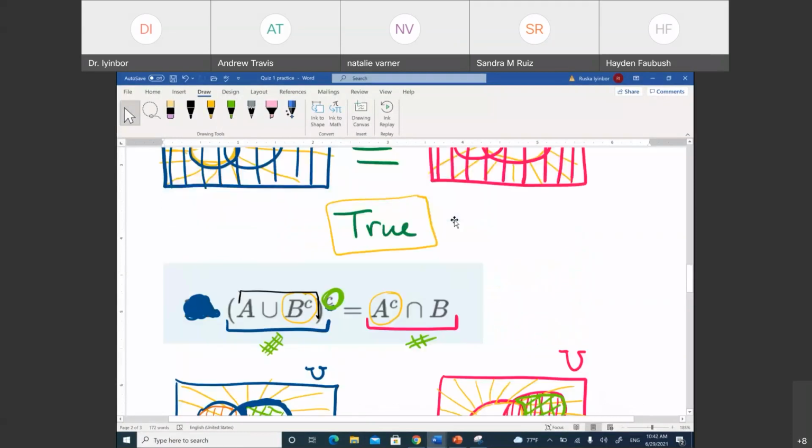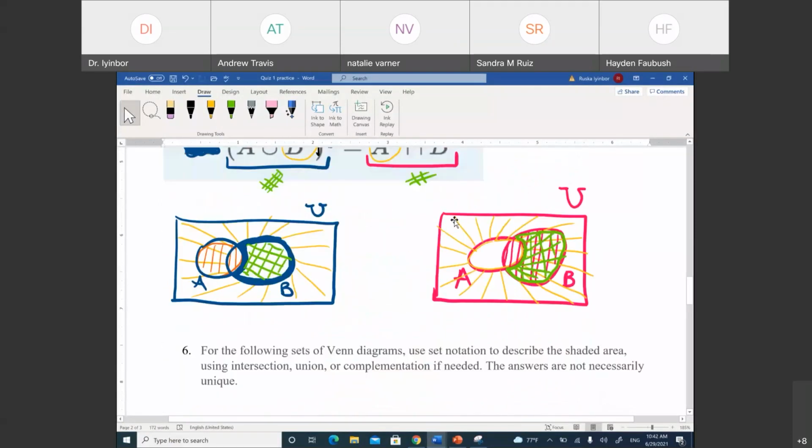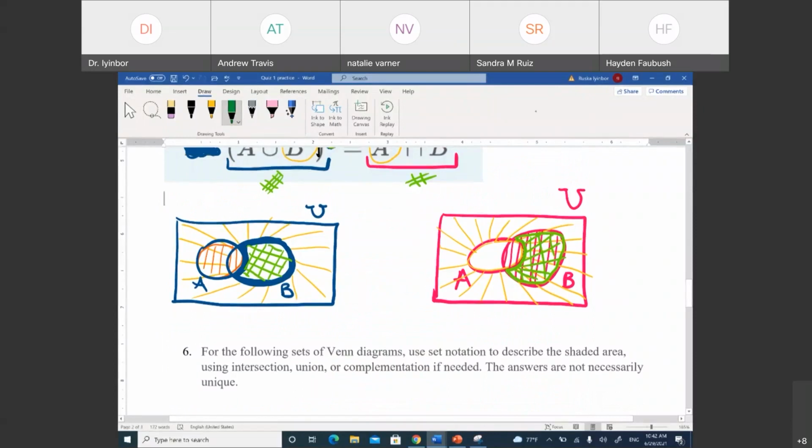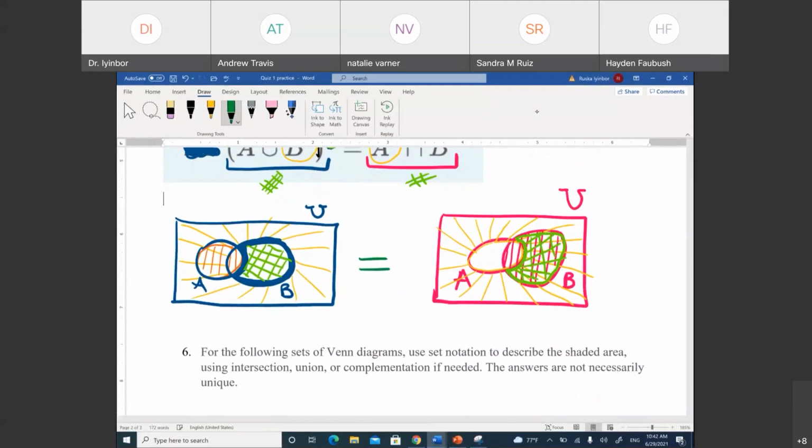So it's going to be true. They're the same area. This area green and this area green is the same. So they're equal. You're looking for the final area. So after you shade everything and whatever is in common, you shade it, and you see if they're the same shaded area. Make sense?